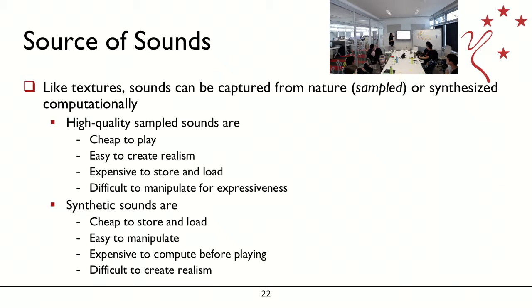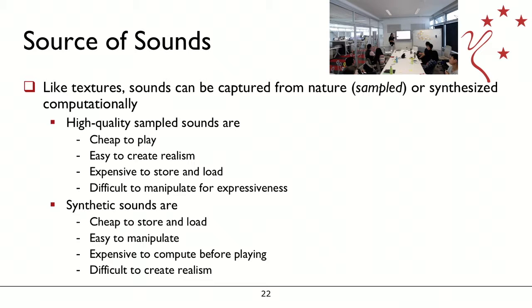So I can get high quality sampled sounds, where Ben Burtt has walked around and recorded a bunch of stuff, and they're cheap to capture. They're easy to get realism from because they're recorded from a real thing. Like I can open and close a door, record that sound, and use that as my open and close door sound. And it's going to be very realistic because it actually is what it is.